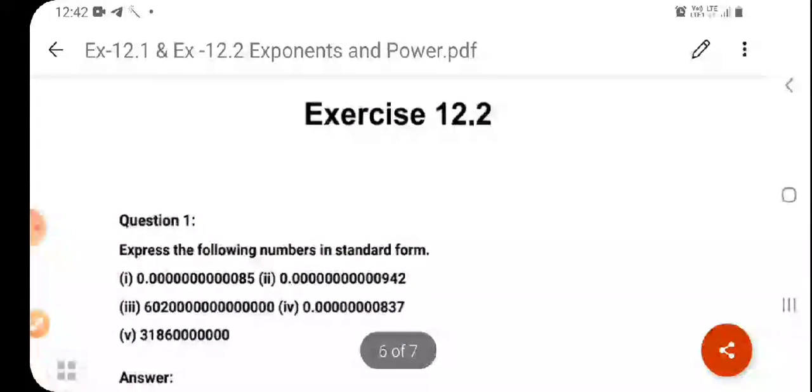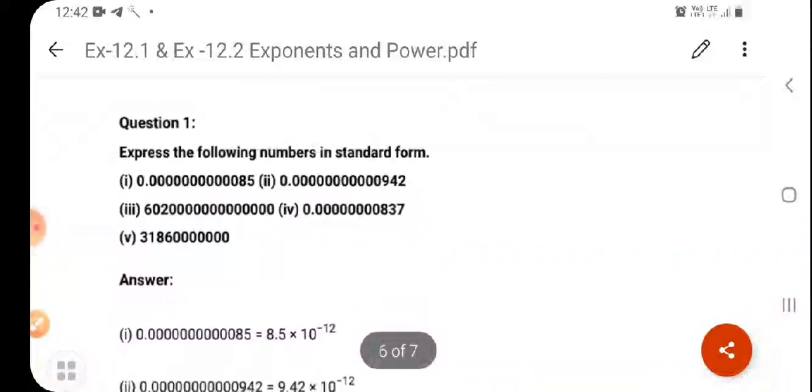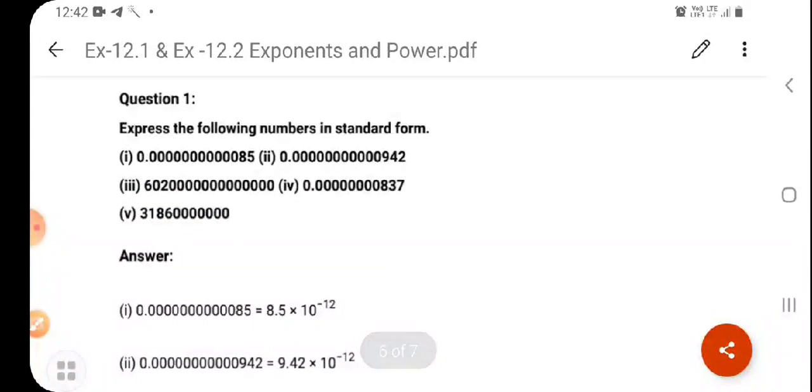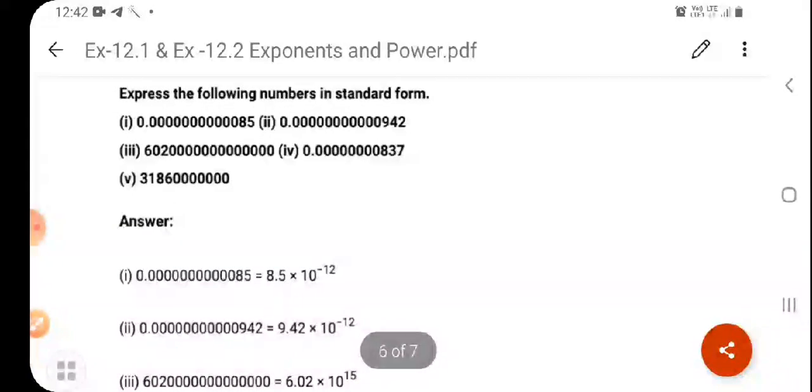Now come to exercise 12.2. Express the following numbers in standard form. We will count the total number of terms and the total number of zeros before the 8, so 8.5 into 10 to the power minus 12. This is the standard form. So we will change them into the exponent standard form. The decimal form is changed into standard form here.